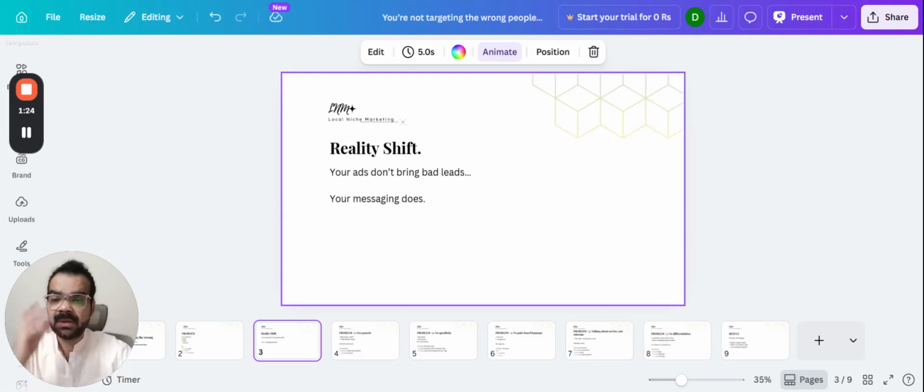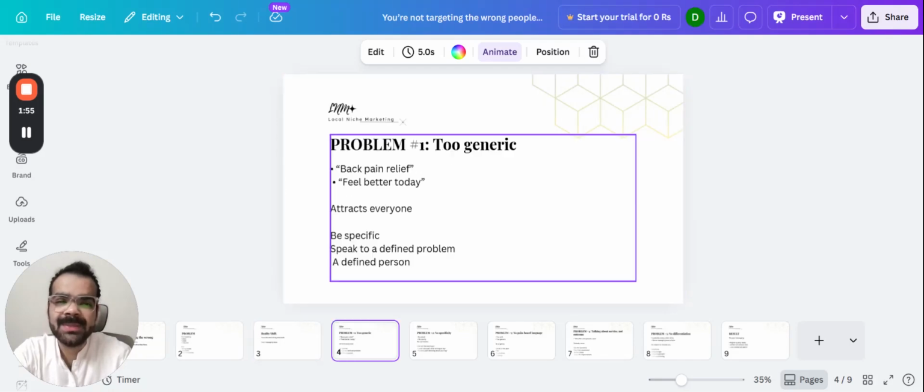The reality shift here is that your ads don't bring the bad leads, your messaging does. The messaging in the ads plays a critical role in how the audience is going to react. You have to be very diligent in creating the messaging according to your audiences. Otherwise, you are going to feel that your ad spend is being wasted on bad leads.